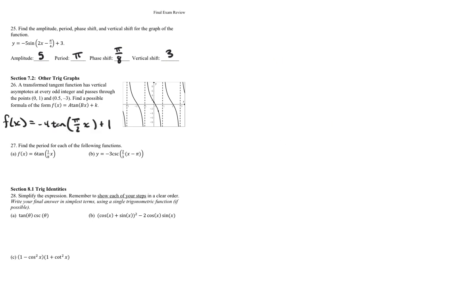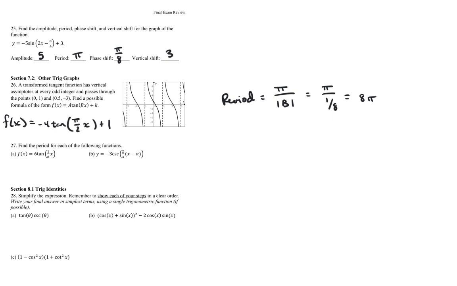For question number 27, we want to find the period for each of the following functions. For a, we want to do f of x is equal to 6 tangent of 1/8 x. So we know that the period is going to be, for our tangent function, pi over the absolute value of b. And in this case, our b is 1/8. So we would get pi over 1/8, and that simplifies down to just 8 pi. So the period in this case is just 8 pi.